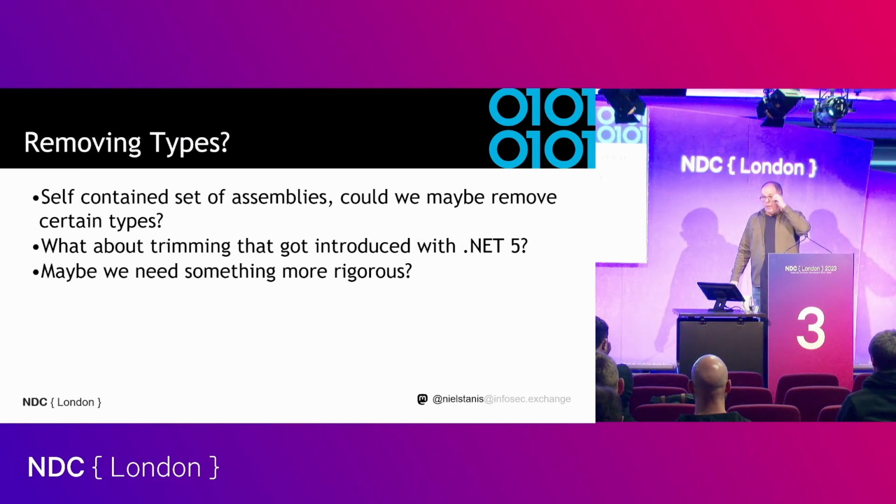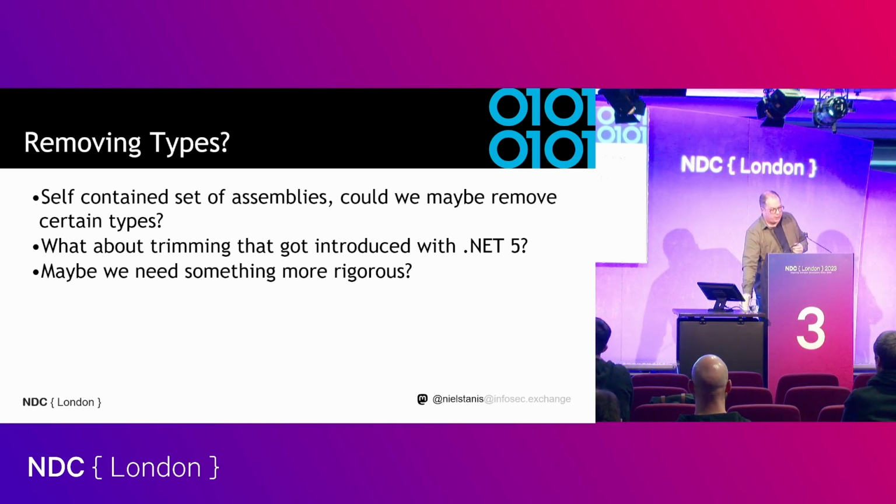And what about trimming, right? With .NET 5, a lot of trimming was introduced as well. Even with Blazor, we want to have a minimal set of .NET DLLs downloaded once we create our app. So maybe trimming can help us out, but trimming is not supposed to break our applications as well. And that's in essence what I want to do.